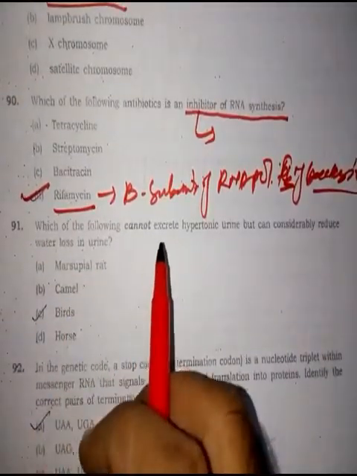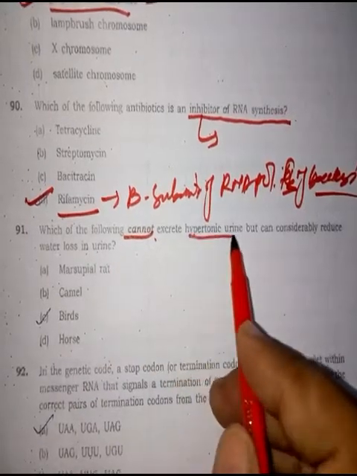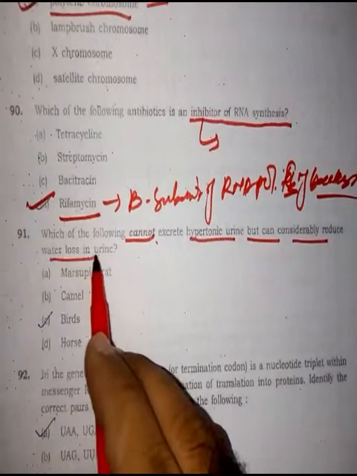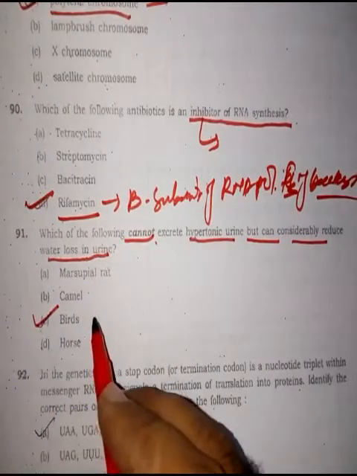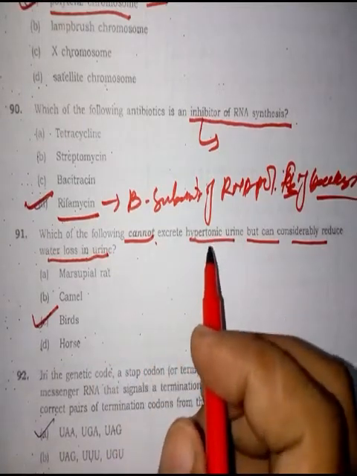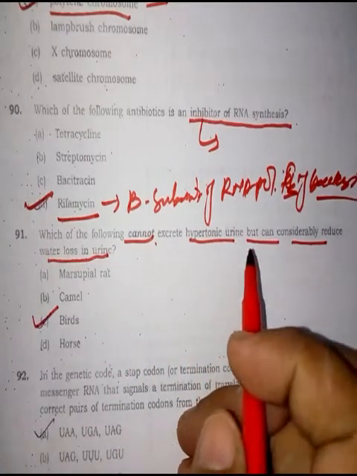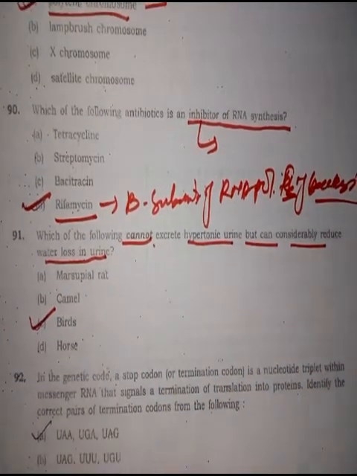91. Which of the following cannot excrete hypertonic urine but considerably reduces water loss in urine? The example is bird. Birds cannot excrete hypertonic urine but they reduce the water loss. So the direct example is bird.